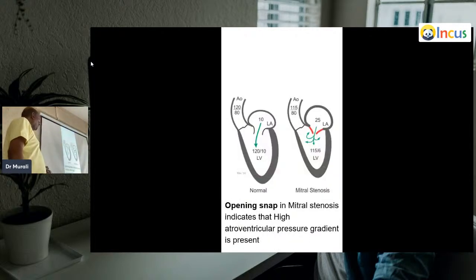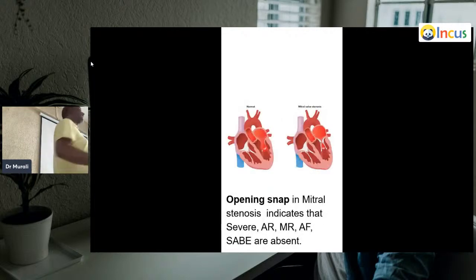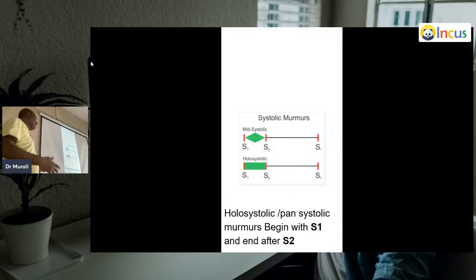So the opening snap always indicates that there is a high atrioventricular pressure gradient, is what you need to remember. One more thing about the opening snap: if an opening snap is there, it means it is MS, a lot of times when there is any conflicting evidence.